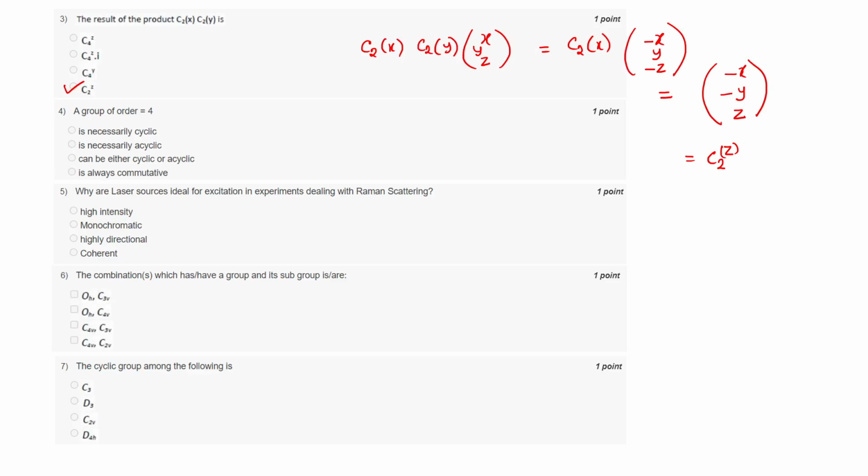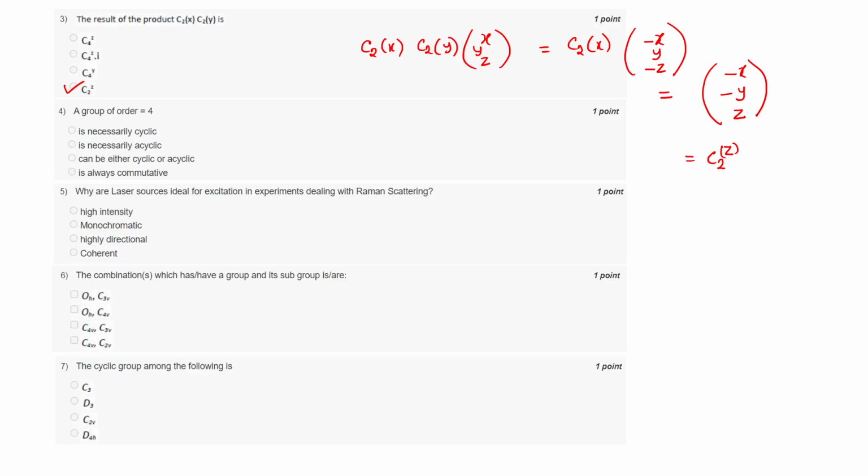Can C3 be a cyclic group? C3 can produce C3 squared, and C3 squared can produce C3 cubed, which is identity itself. So if your point group itself is C3, because there is no other symmetry operation, no sigma v, no sigma h, nothing, then C3 is cyclic.